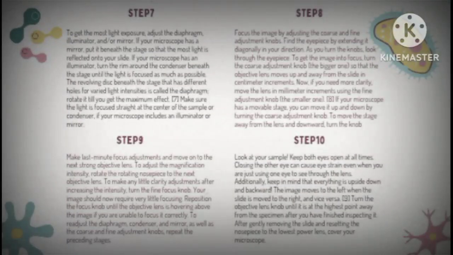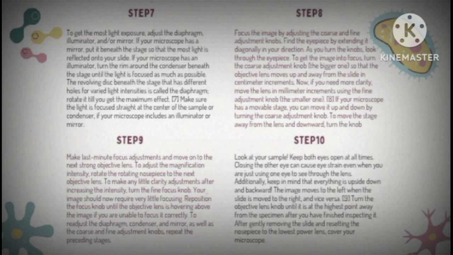To get the most light exposure, adjust the diaphragm, illuminators, and the mirrors. If your microscope has a mirror, put it beneath the stage so that the most light reflects onto your slide. If your microscope has an illuminator, turn the lamp around the condenser beneath the stage until the light is, of course, as much as possible.